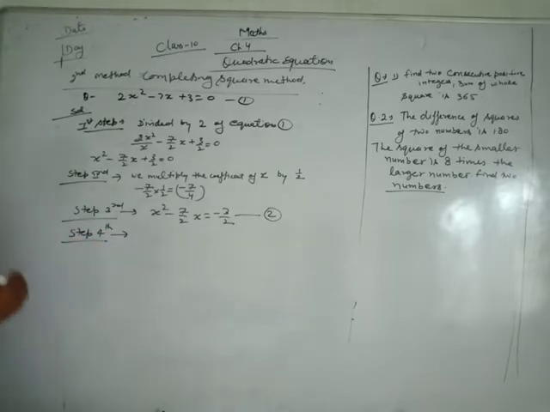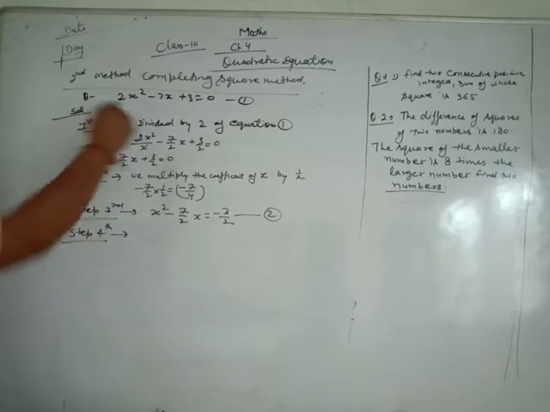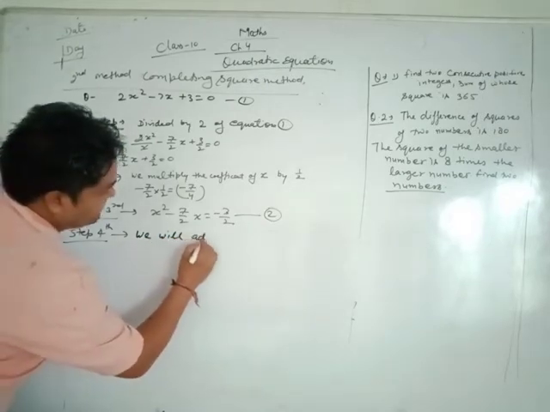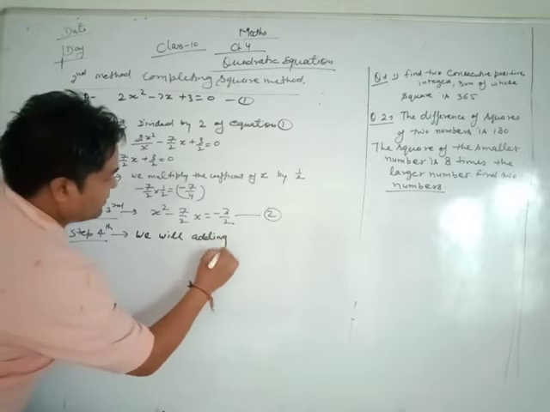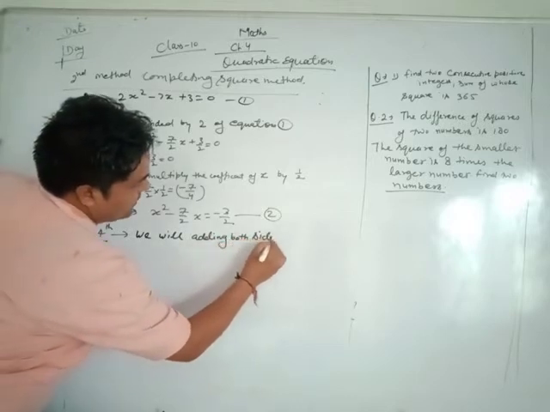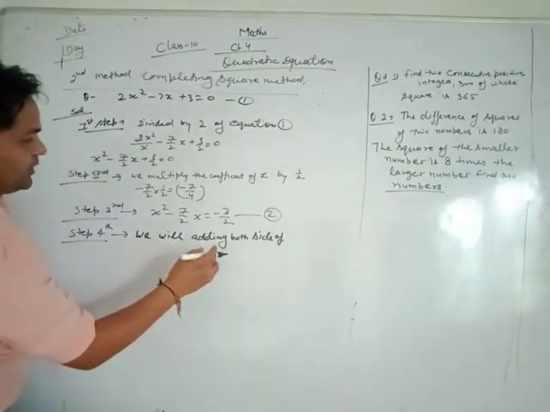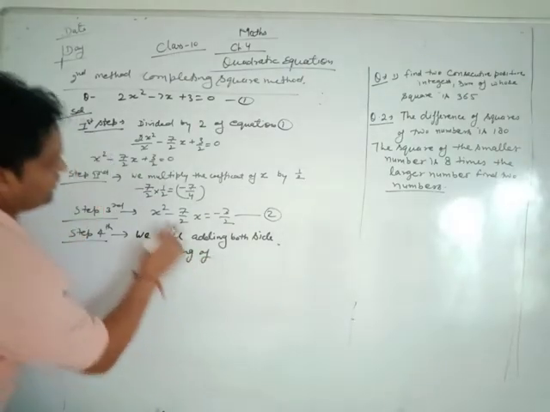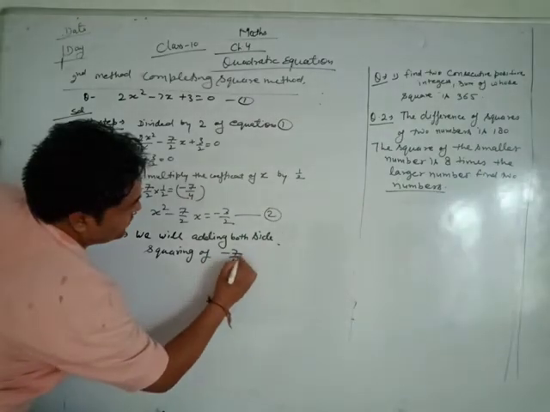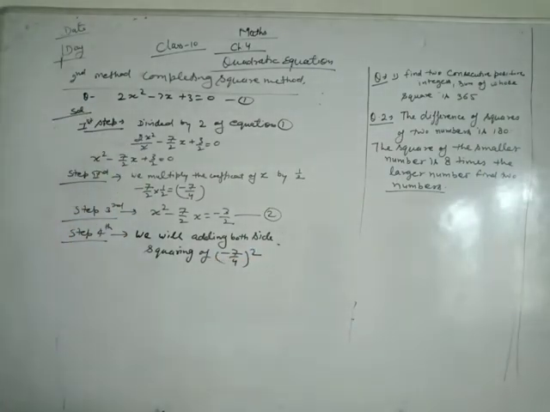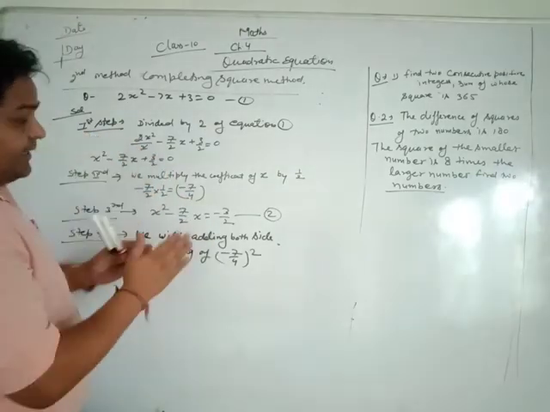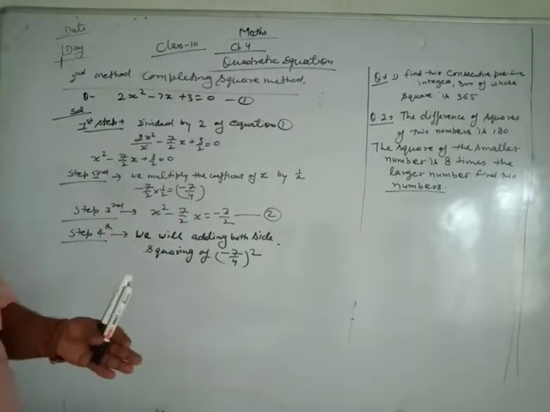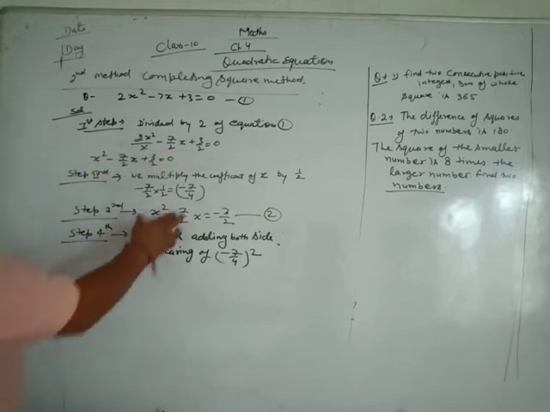In step 4, we will add the square of this, minus 7 by 4 square, to both sides. Understand? It means we will add the square of this side, minus 7 by 4, according to the question, adding to both sides.